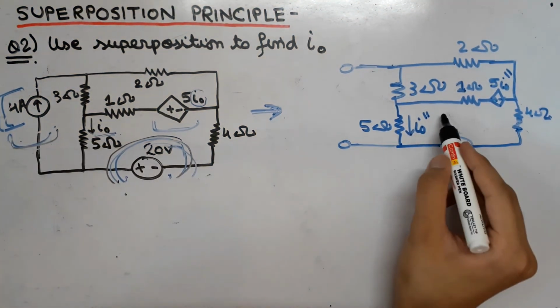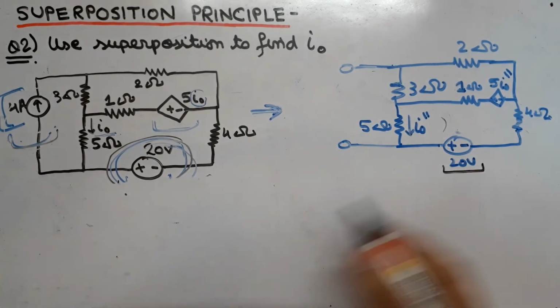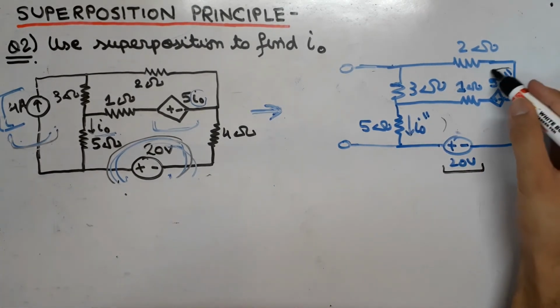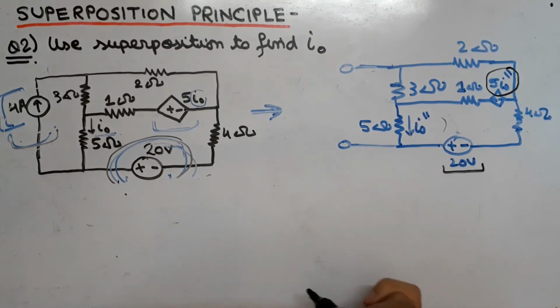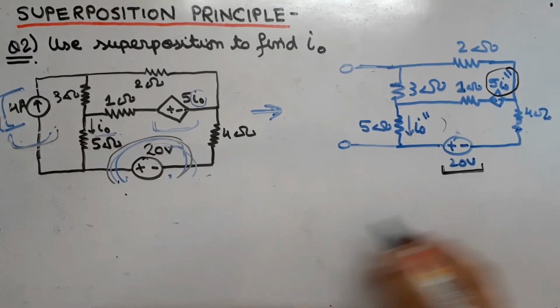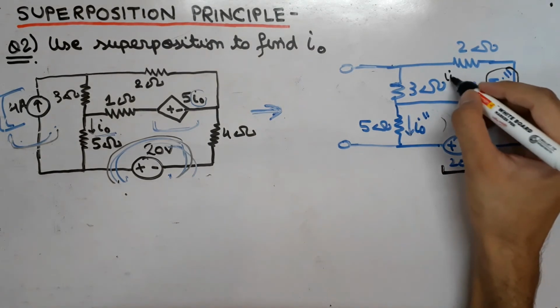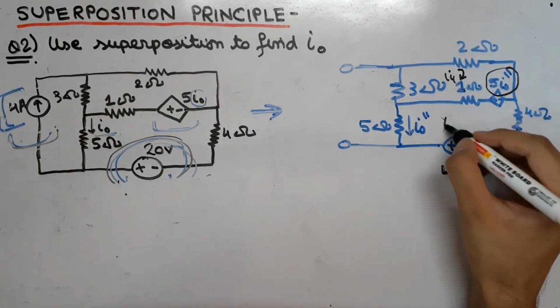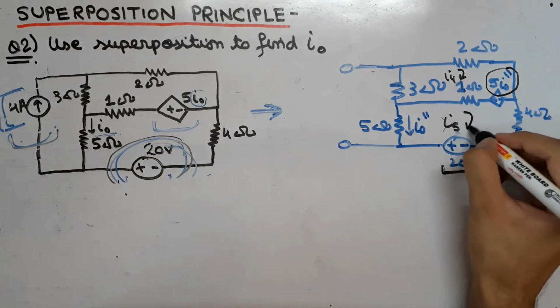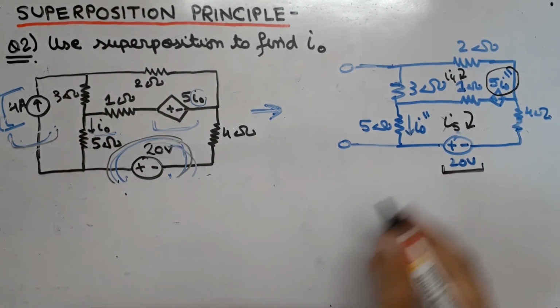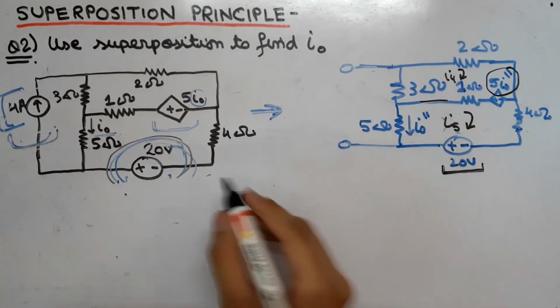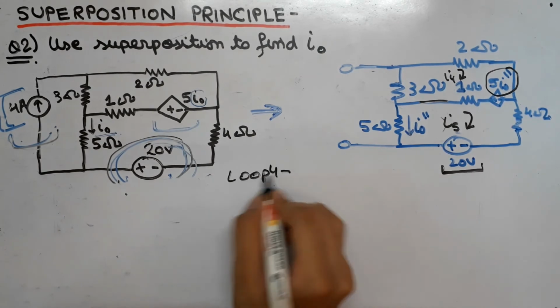Now we will find the value of I naught double dash, and we have also changed the notation to I naught double dash over here in order to find the contribution due to the voltage source. Now we are going to consider some currents. That is, we will consider I4 which flows in this loop and current I5 which will flow in this loop. Now in loop 4, let us consider this as loop 4.